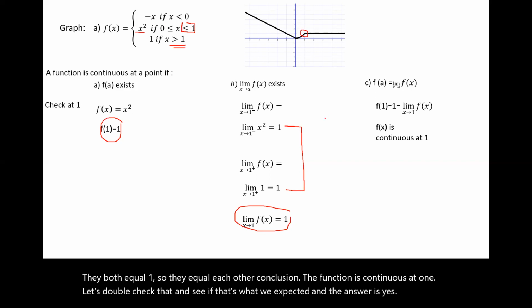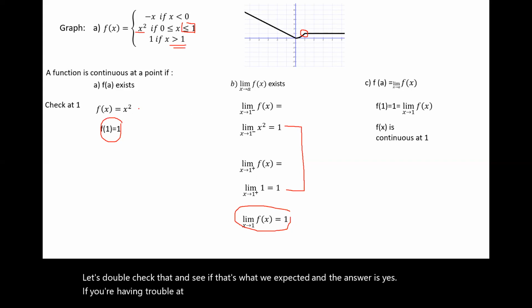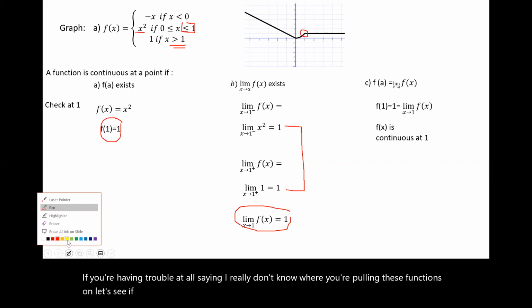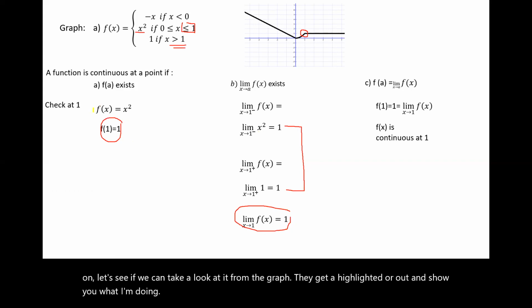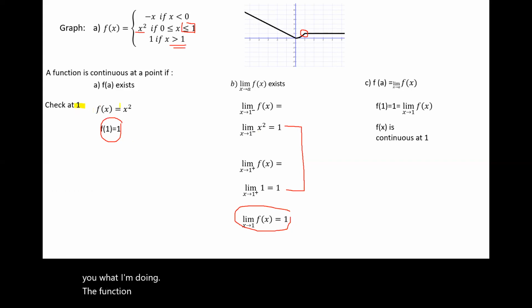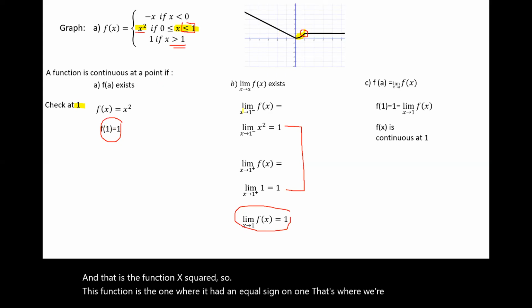If you're having trouble saying where you're pulling these functions from, let's see if we can take a look at it from the graph. Let me get a highlighter out and show you what I'm doing. The function value at 1, I'm looking for x equals 1, and that is the function x squared. So this function is the one where it had an equal sign on 1. That's where we're plugging it in then.